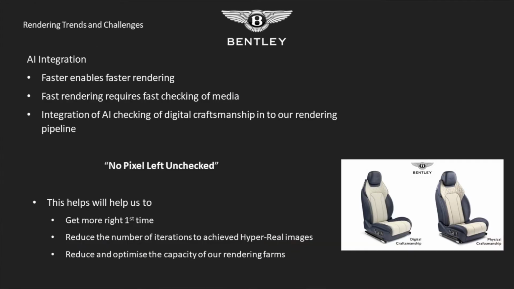We're also, with the introduction of AI into rendering, it enables faster rendering, but that also requires us to check media faster. So we're now looking at integrating AI checking of our digital craftsmanship into our render pipeline. We call this no pixel left unchecked. This helps us to get more right first time, reduce the number of iterations to achieve hyperreal images, reduce and optimize the capacity of our render farms, which is very important as we look to the future on our requirements to render more images, but we need to do this in a sustainable manner. So we do want to have overcapacity in our render farms.